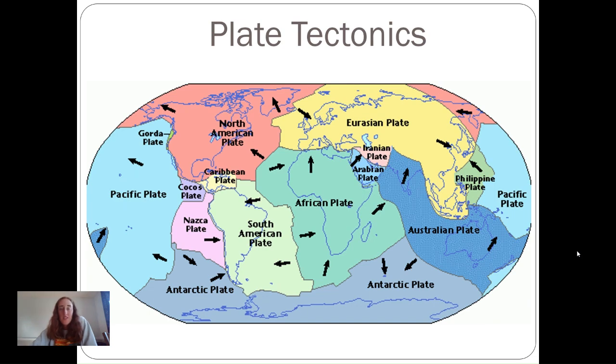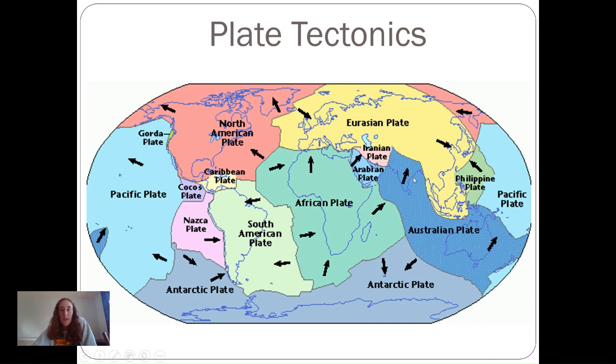So this lecture is about plate tectonics and the different types of tectonic plate boundaries. We'll just talk about one type of tectonic plate boundary this lecture, and then in the next one I'll save the other two types of plate boundaries. So just as a general introduction, we're going to talk about tectonic plates.